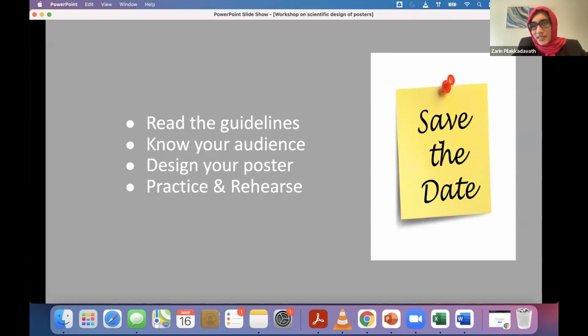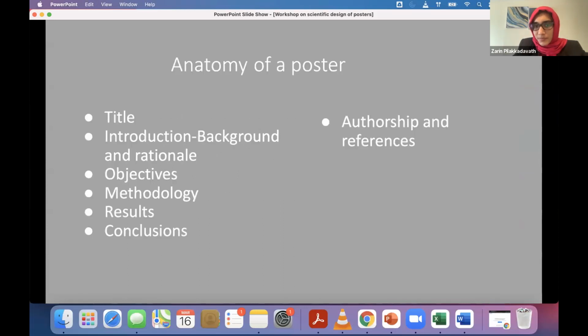Then go to the conference website and make sure that you follow the guidelines. So you'll get an idea of who the audience are, what the conference is about, and based on that, you can decide your theme, or you can change the theme, the way you present the poster. And then the designing of the poster comes, and after you've designed your poster, do a practice in front of your colleagues and mentors before you do the final presentation. So coming to the anatomy or the contents of the poster, these are the main sections: the title, the introduction, which should include the background and the rationale, the objectives, methodology, results, conclusions, and authorship and references.